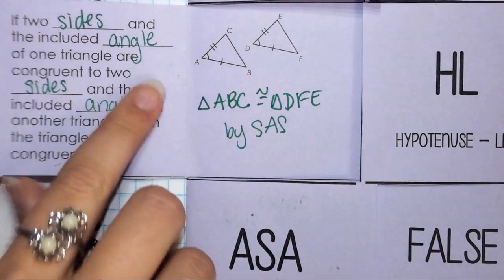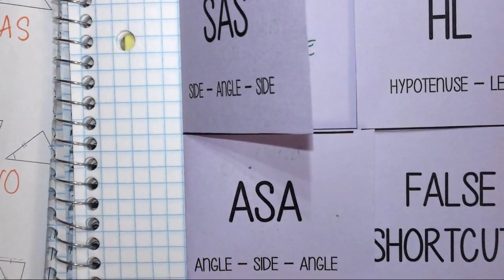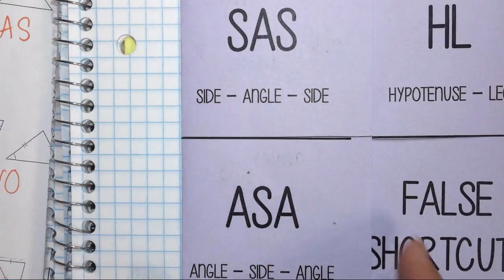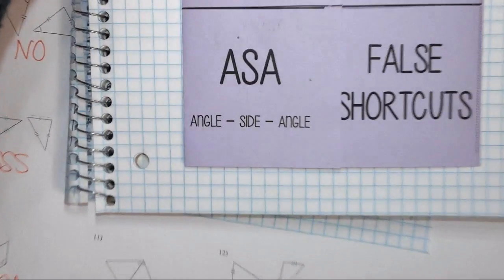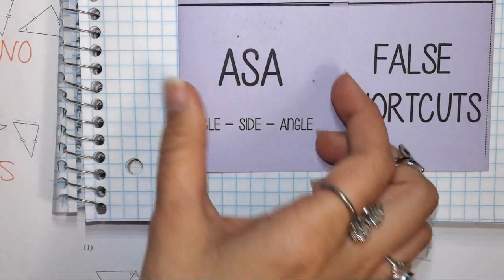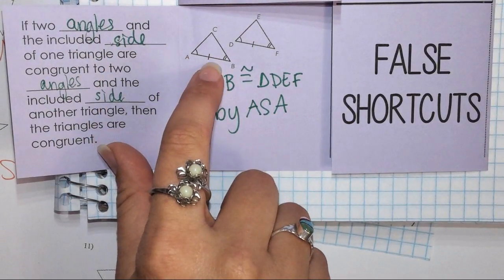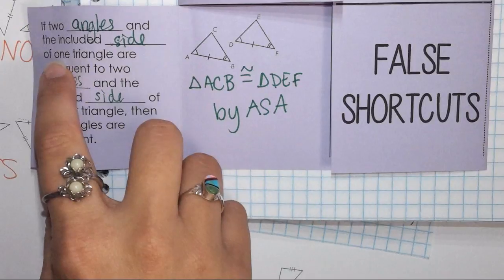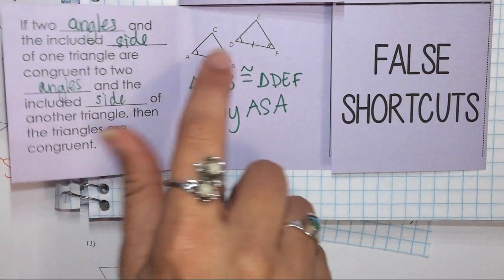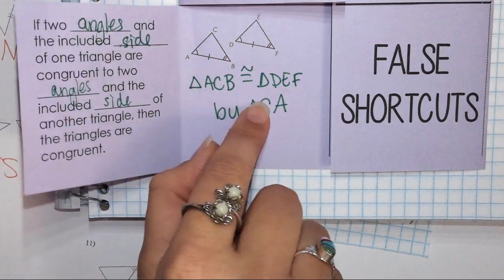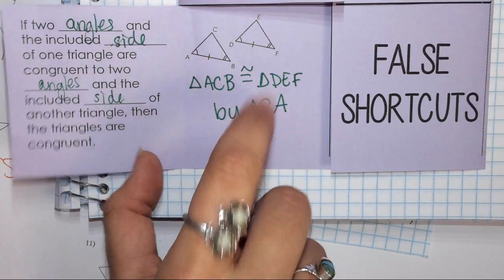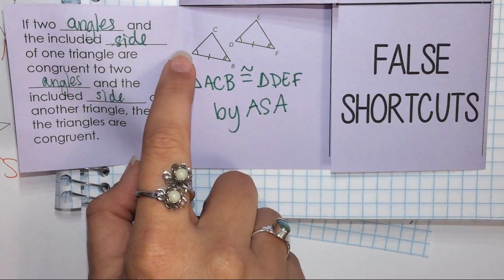Alright, the last one that we learned on Thursday was angle, side, angle. That means we need how many angles? And we need how many sides? Fantastic. So it says, if two angles and the included side, that means the side has to be in between the angles, of one triangle are congruent to two angles and the included side, then the triangles are congruent by angle, side, angle.